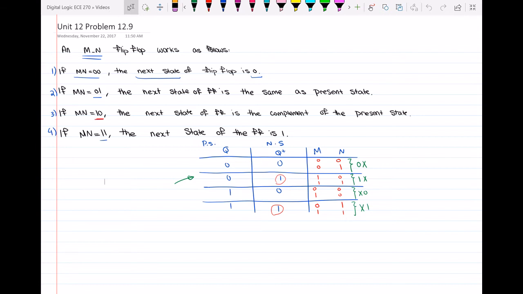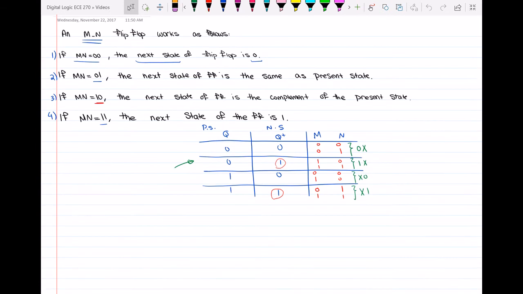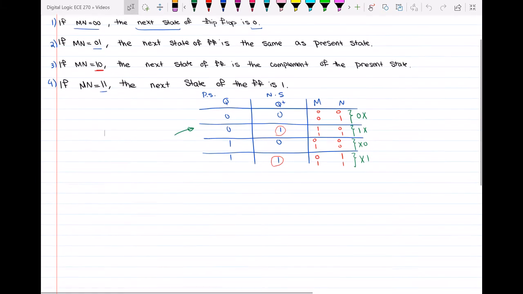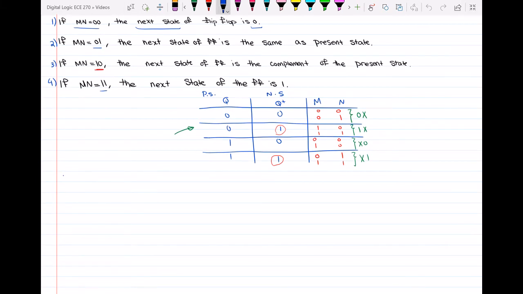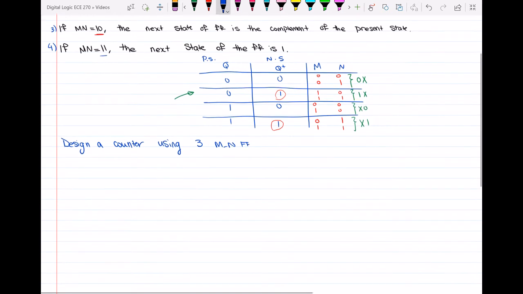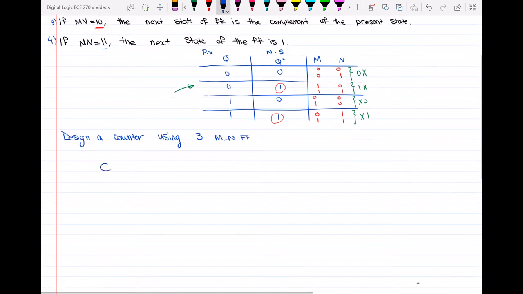input equations for a counter composed of 3 MN flip-flops, which counts in the following sequence. So here we want to design a counter using 3 of these MN flip-flops. Okay, and it says that it counts in this sequence.